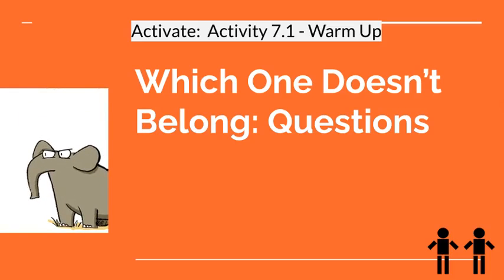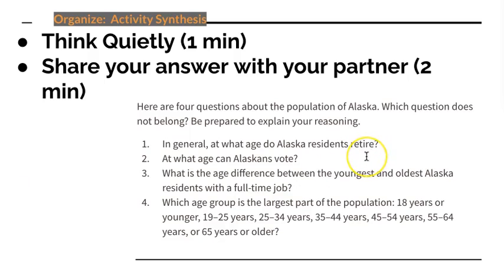All right, which of these does not belong? So we got 4 questions about the population of Alaska. Which one doesn't make sense? In general, at what age do Alaska residents retire? At what age can Alaskans vote? What is the age difference between the youngest and the oldest Alaska residents with a full-time job? And which age group is the largest part of the population? 18 years old or younger, 19 to 25, 25 to 34, 35 to 44, 45 to 54, 55 to 64, or 65 or older.